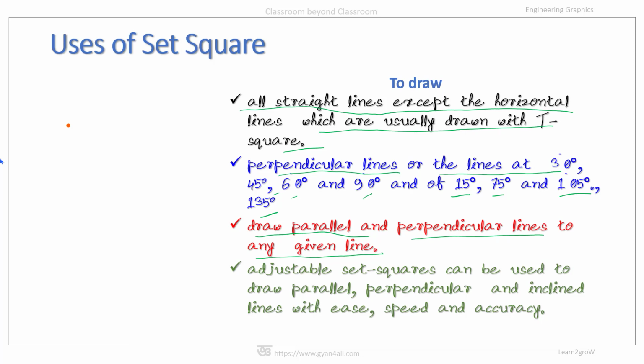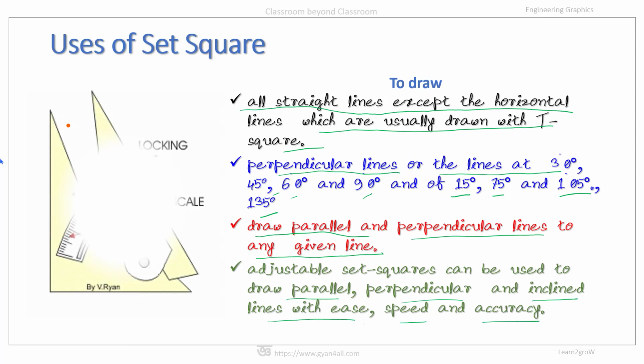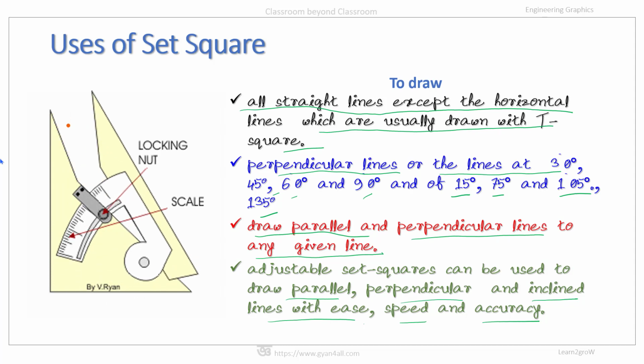Now, if we use an adjustable set square, which is a special set square, we can draw parallel, perpendicular and inclined lines with ease, speed and accuracy. Let us see how it can be done. So this is an adjustable set square. The angles can be adjusted over here by using this locking nut. Now if we draw the first line, say this is the first line, and by adjusting the angle we can draw the second line like this. So finally we get two lines at the adjusted angle, say theta.